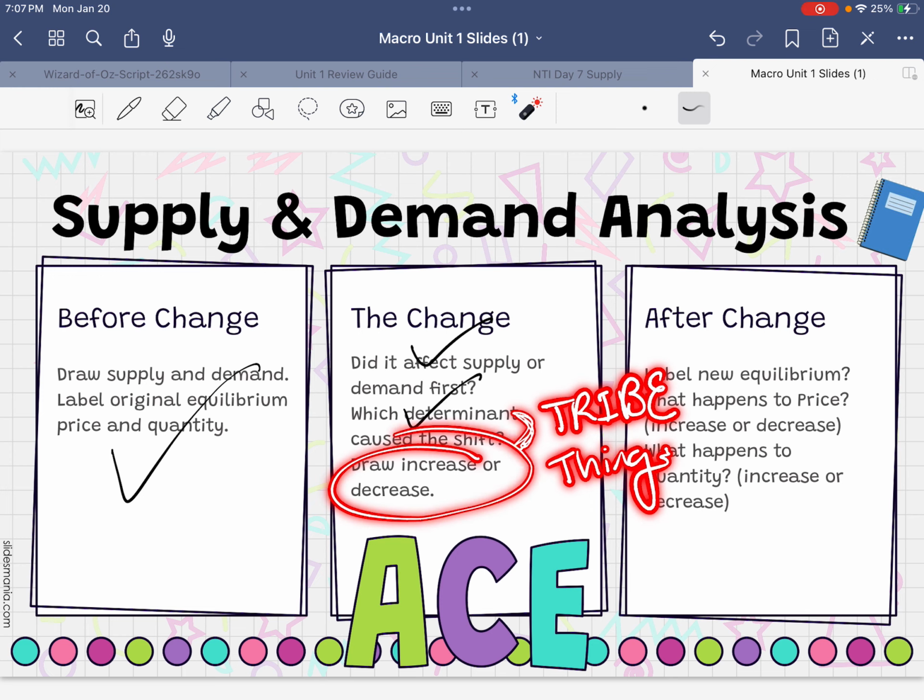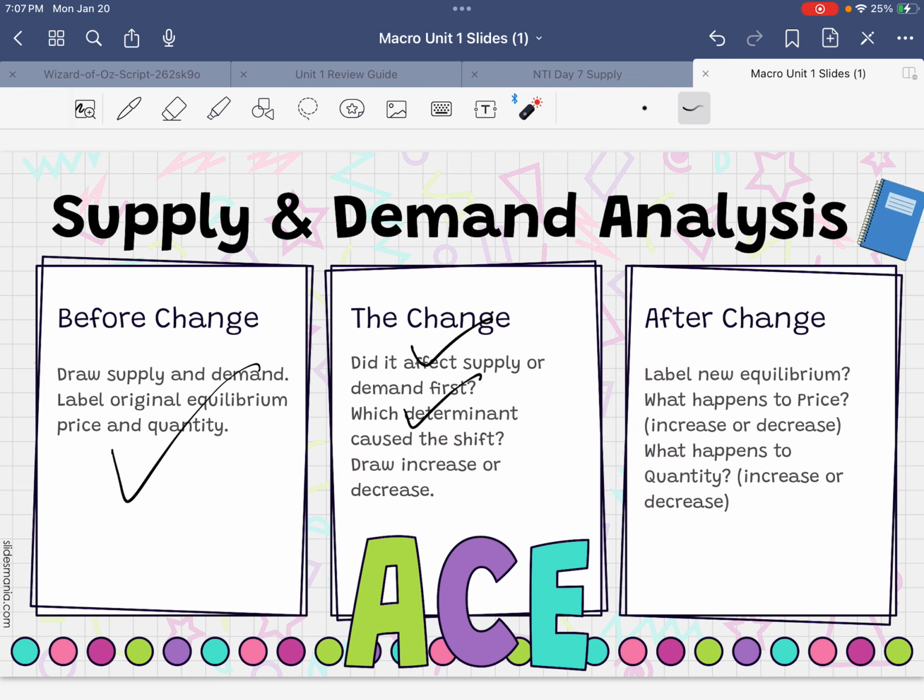Then we will draw the increase or decrease. We will label the new equilibrium, determine what happens to price, P goes up or P goes down. Determine what happens to quantity. P goes down, quantity goes down, or quantity goes up. And so I have a little acronym.